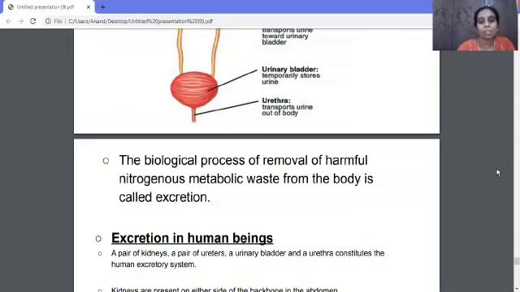So this biological process of removal of harmful nitrogenous waste, it's harmful. This nitrogenous metabolic waste has to be thrown out from the body. So this process we call it as excretion. So what are the wastes formed in the human beings? The waste formed in the human beings are carbon dioxide. Could you remember in the last class we learned, isn't it? The carbon dioxide is a cell waste.